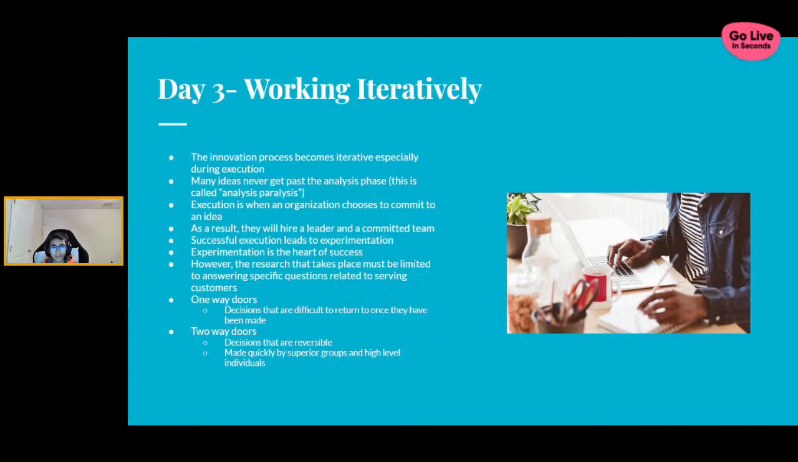There are 2 types of decisions that can be made: one-way doors and two-way doors. One-way door decisions are decisions that are difficult to return to once they have been made. However, two-way door decisions are decisions that are reversible, and they're made quickly by superior groups and high-level individuals. One-way door decisions should be made very carefully as they cannot be reversed. However, two-way door decisions are made quickly as they are reversible.